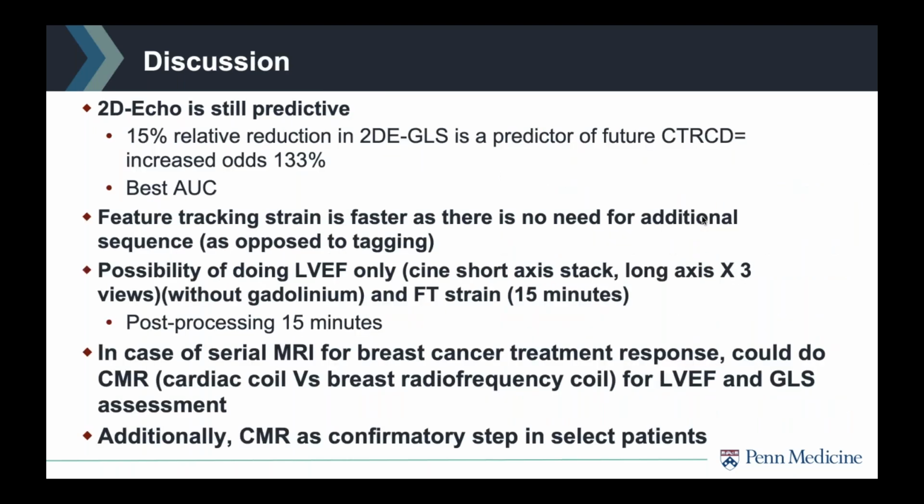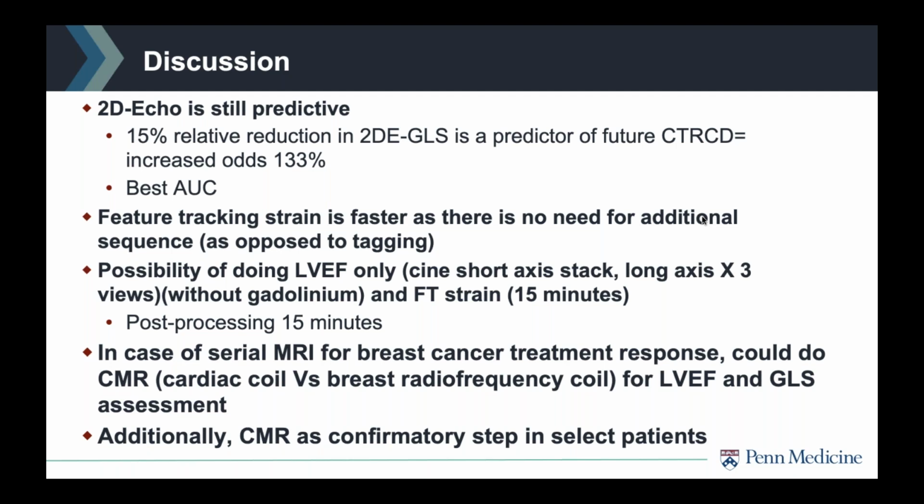So some of our thoughts and some of our discussion is we still believe that two-dimensional echo is still useful and predictive. And as the study showed, a 15% relative reduction in two-dimensional echo GLS is a predictor of future CTRCD by increased odds of more than 133%. And it shows also the best area under the curve. We also, in that study, show that feature tracking strain is faster and also more reliable, and there's no need for additional sequence as opposed to the tagging strain.